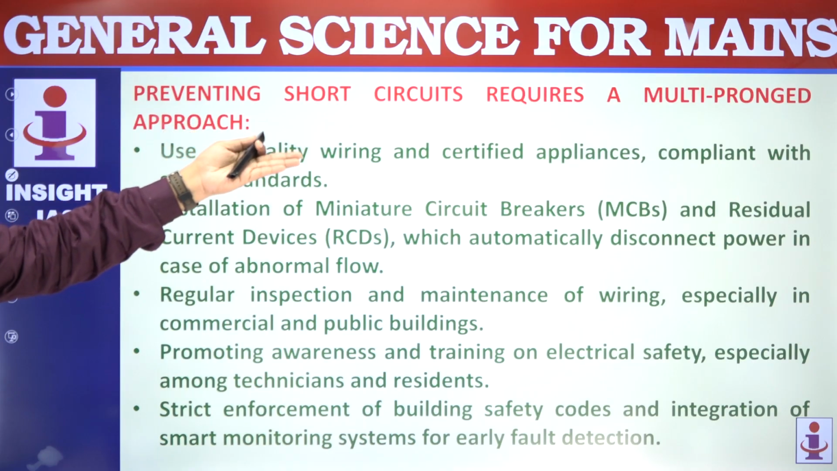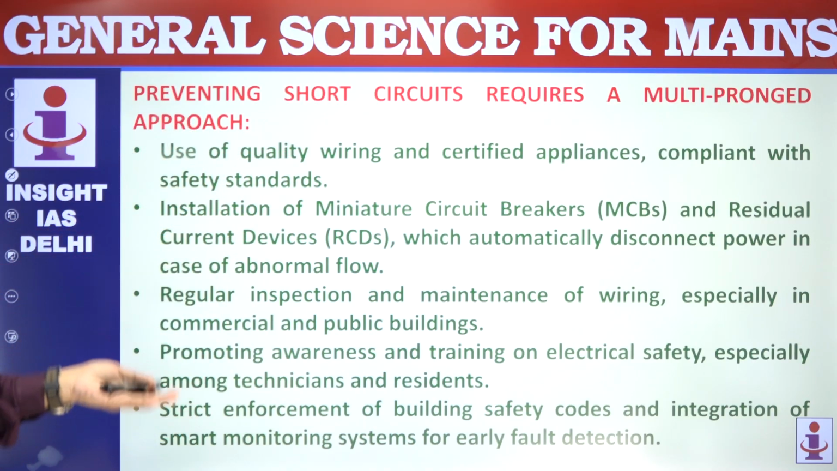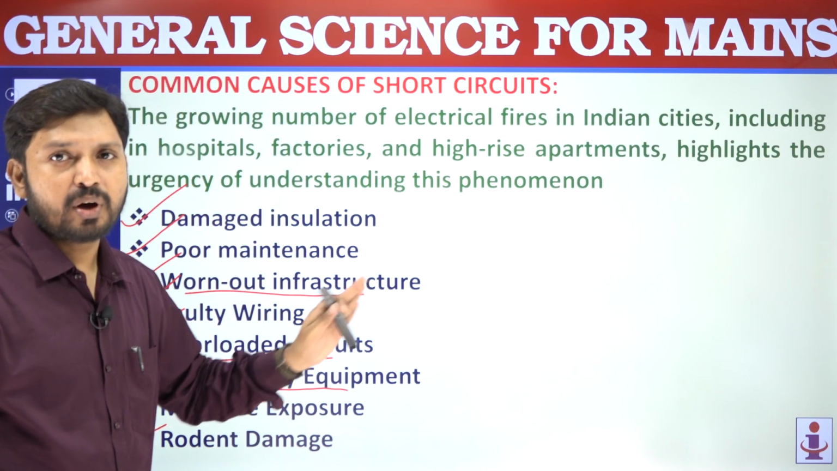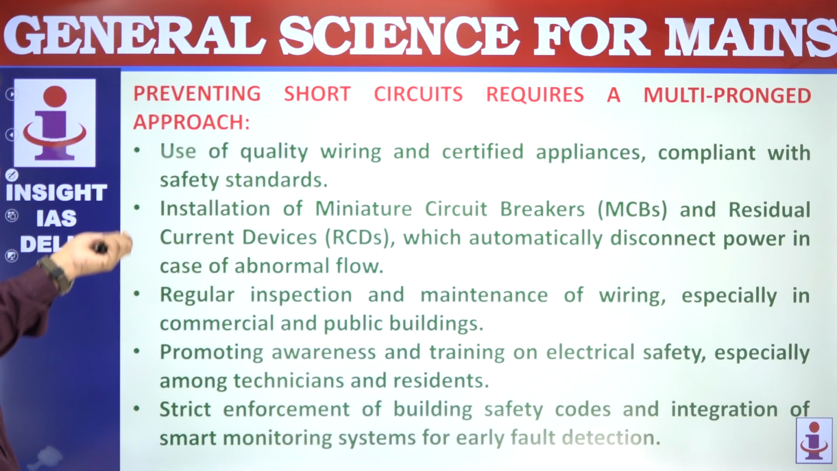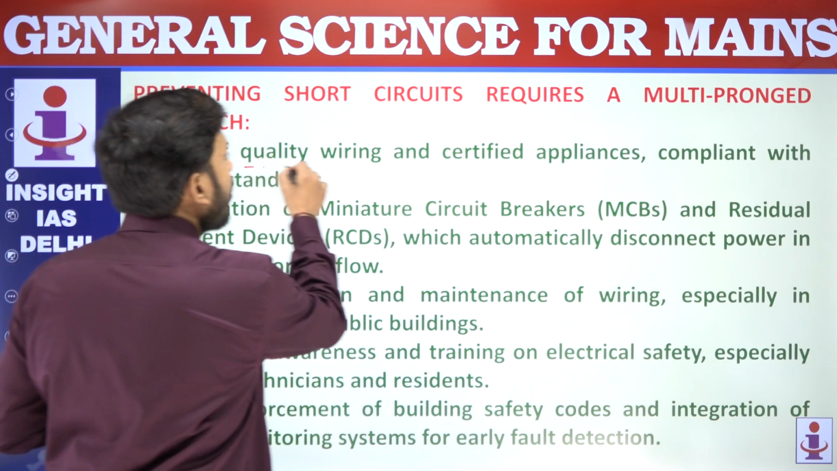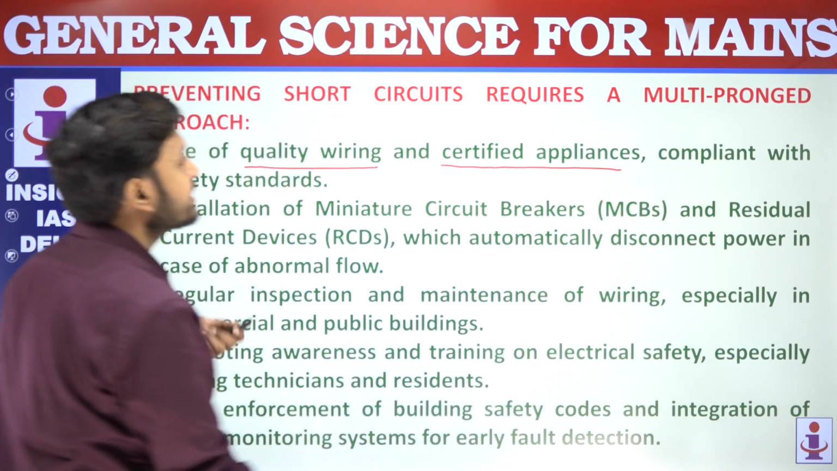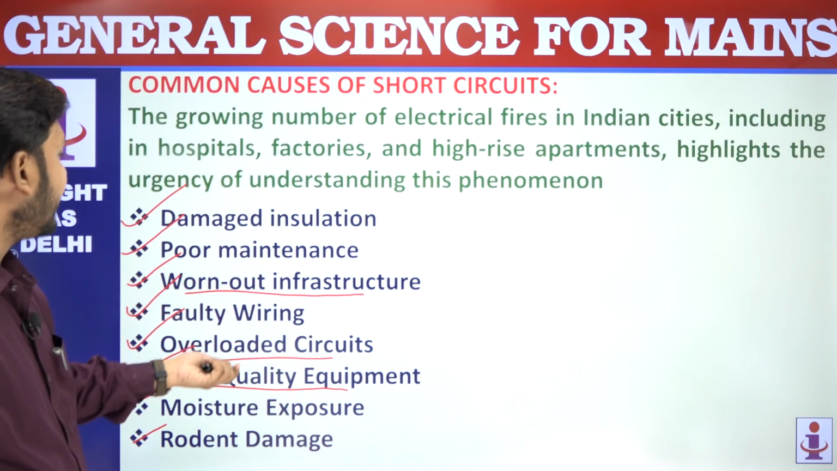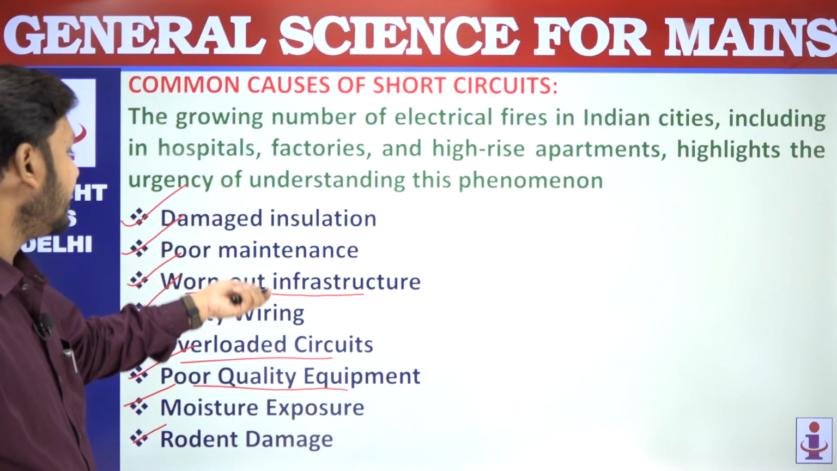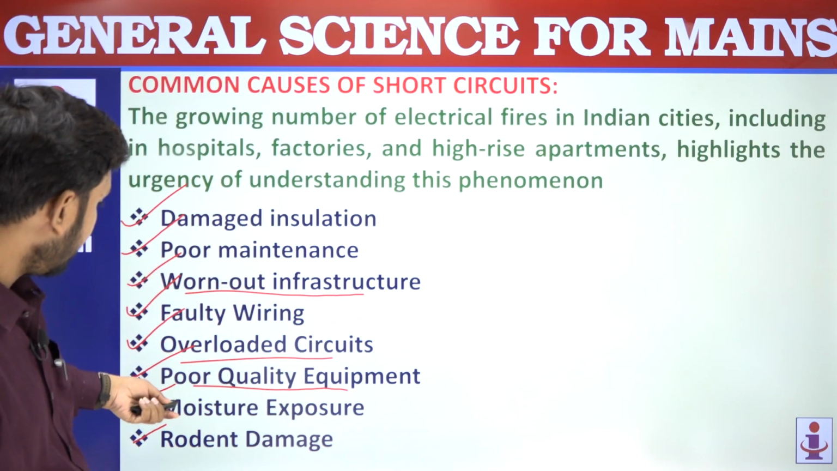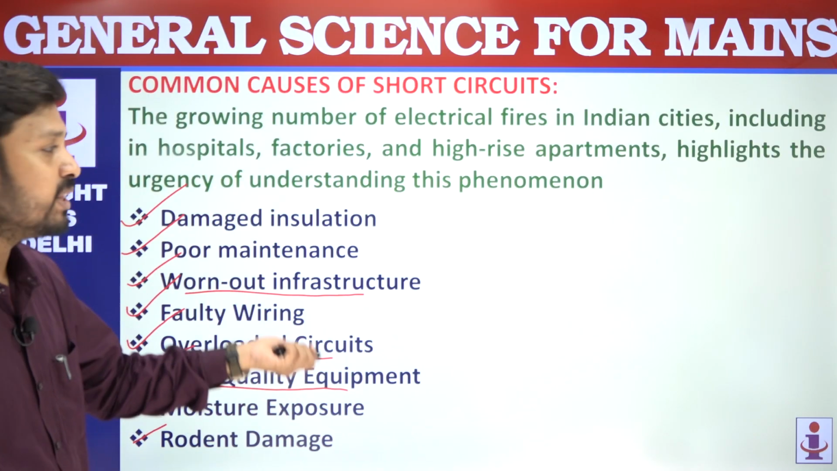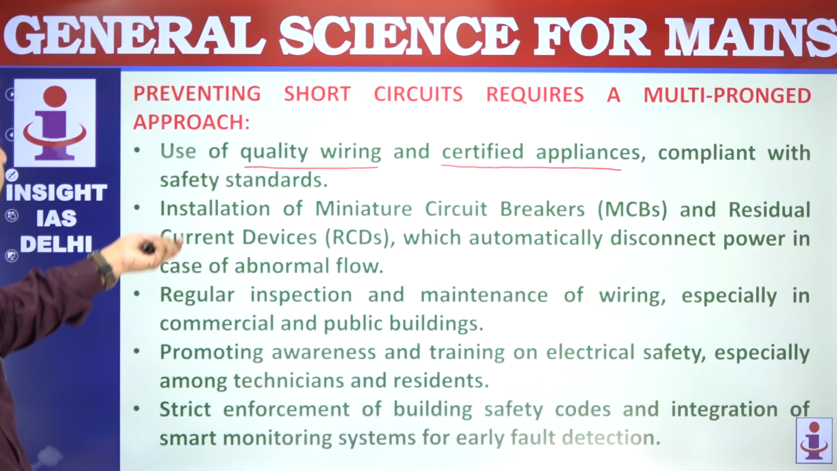Preventing short circuits requires a multi-pronged approach. See, whatever the negatives are, if you can write the opposite of these, our answer will be sufficient. For example, use of quality wiring and certified appliances complying with safety standards, because we have seen faulty wiring, poor maintenance, worn out infrastructure and poor quality equipment. So if poor quality equipment is avoided, then it can be saved, right?